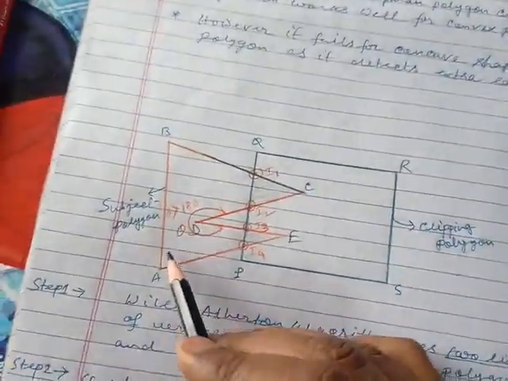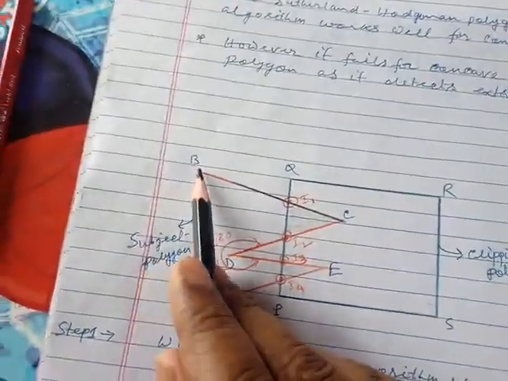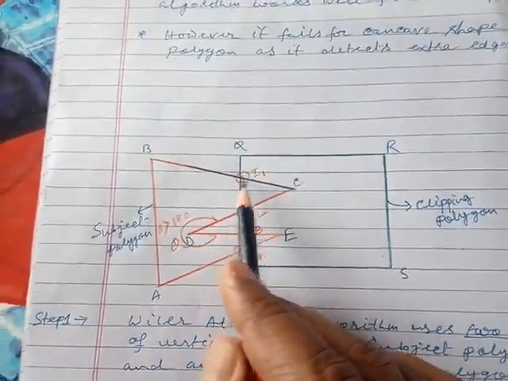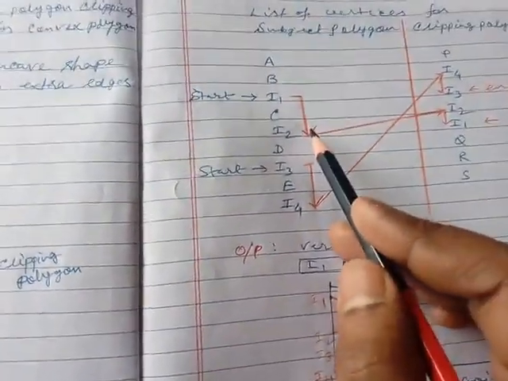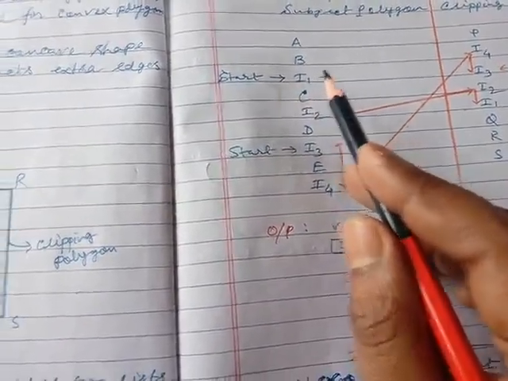Then what we will get? We will get the vertex B in the list. So this is the vertex B. Then what we will get? We will get the intersecting point. Let's say this is I1. So that will also be included in the subject polygon list. So I1 is in the list.